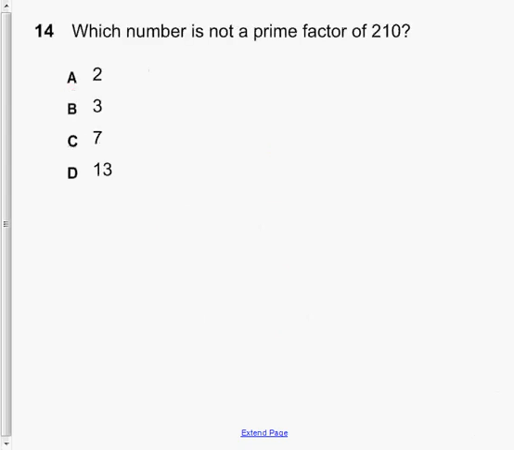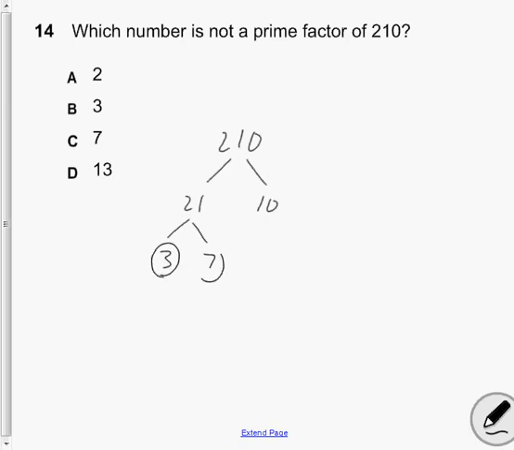Question number 14 says, which number is not a prime factor of 210? So again, we take our 210, and we can break it down into two non-prime numbers. So 21 times 10 is one way to get it. And 21 can be thought of as this prime number multiplied by this prime number. So 21 times 10, or 3 times 7 times 10, are two ways to get 210. But 10 is not prime. It can be broken up into 2 and 5. So the prime factors of 210 are 2, 3, 5, and 7. The only one that's not is the number 13. So your answer is D.